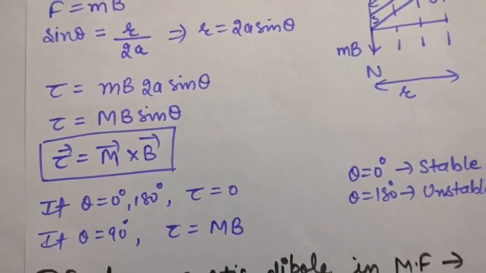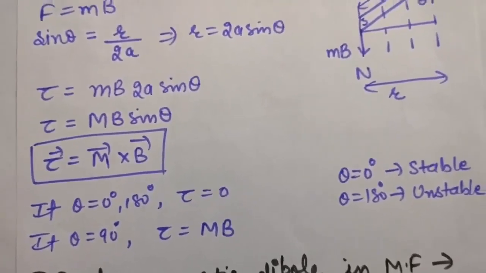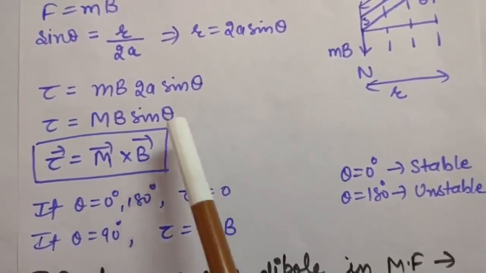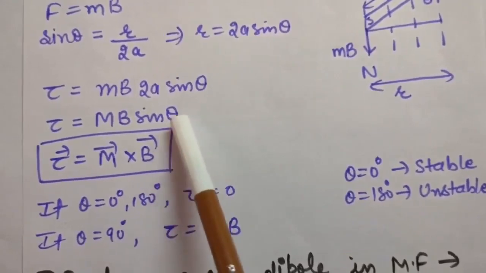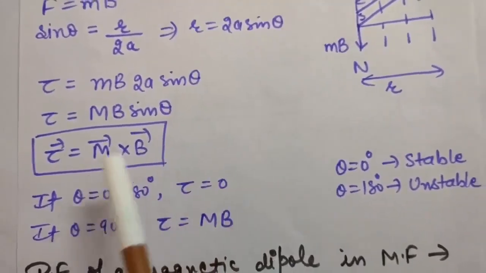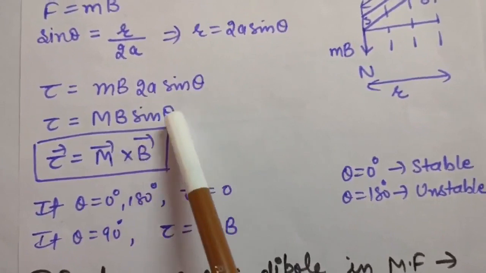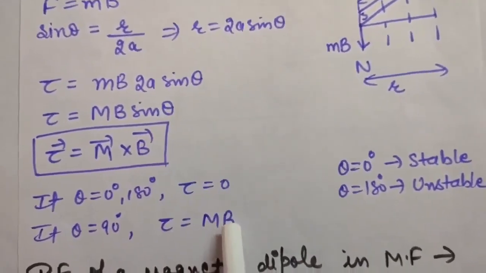Okay, so now we'll discuss two cases. If theta is 0 or 180 degrees, sin 0 or sin 180 is 0, that means torque will be 0. And if theta is 90 degrees, sin 90 will be 1, so torque will come to be MB.